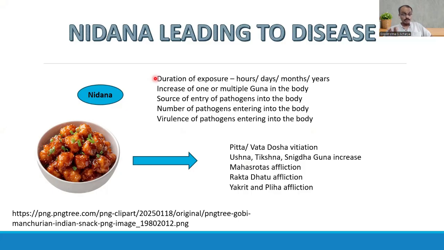So, by knowing about this particular nidana, we have to know about the increase of either one guna or two guna or multiple guna in the body. Maybe it is ruksha guna, or maybe ruksha or laghu guna, or maybe ruksha, laghu or shita guna, or maybe ruksha, laghu, shita or jala guna. In that way, you need to know about the increase of either one or multiple guna in the body that has to be analyzed.